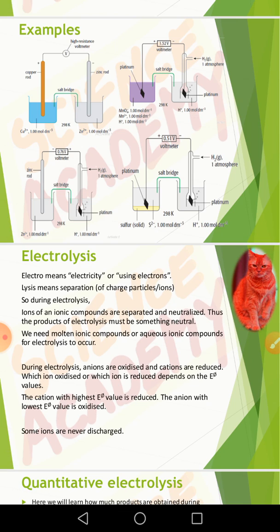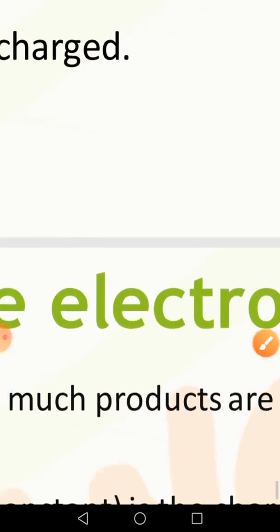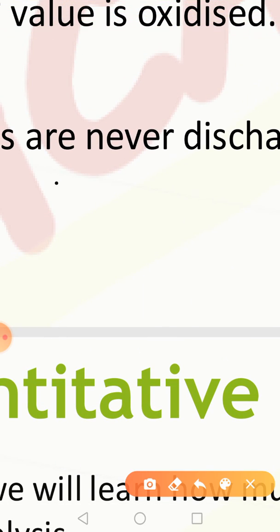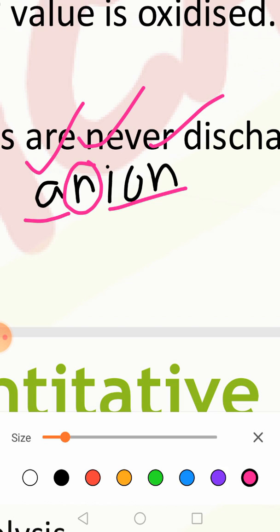Now let's look at some more terms. What is an anion? Tell me the meaning of an anion. Anion means a negative ion. How will you remember that? Look, a negative ion: anion means a negative ion.